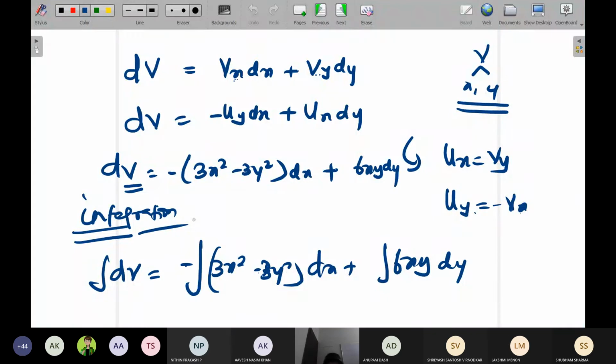Ma'am, I want to ask one thing. Yeah, ma'am, tell me. Since we're integrating 6x by dy also, but we haven't written it in v form, ma'am, like v is equal to minus x cube plus 3xy square plus 3xy square. Shouldn't we write that? That's what I'm saying.